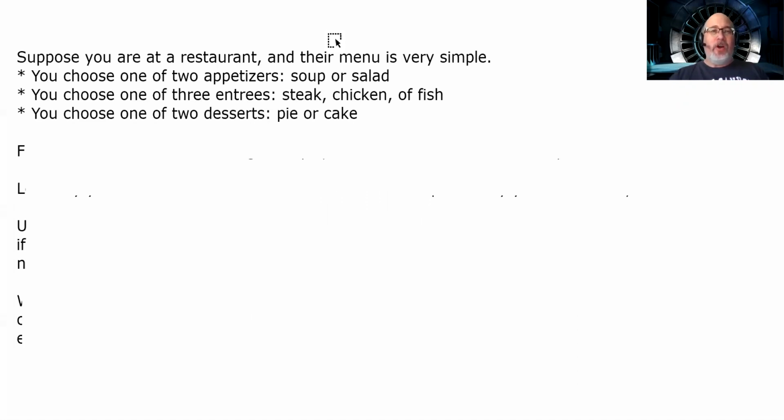Suppose you're at a restaurant and their menu is very simple. You can choose one of two appetizers, soup or salad. You can choose one of three entrees, steak, chicken, or fish. You can choose one of two desserts, pie or cake. Now, this may sound like a very familiar problem because we've seen something like this when we were first learning about the fundamental counting principle.